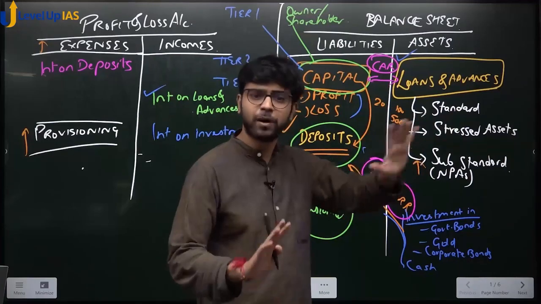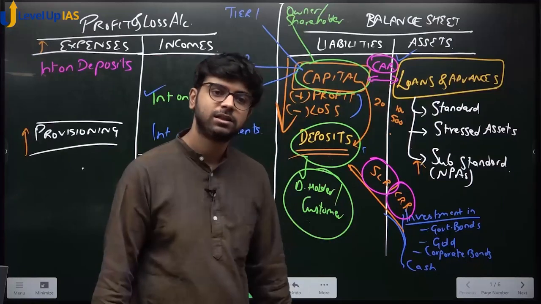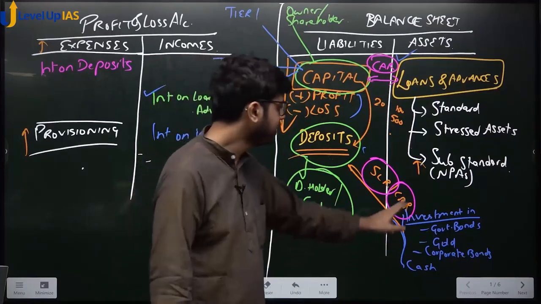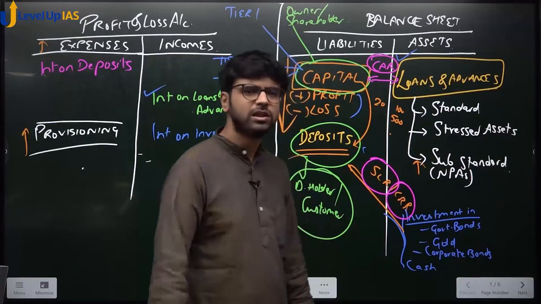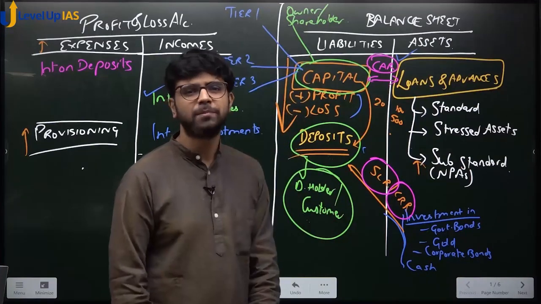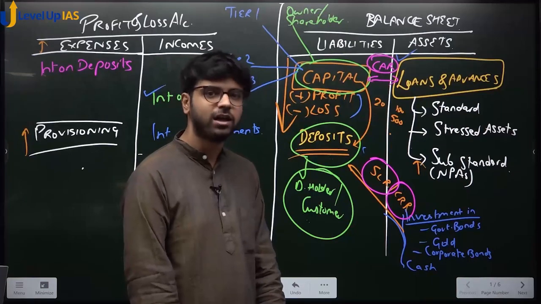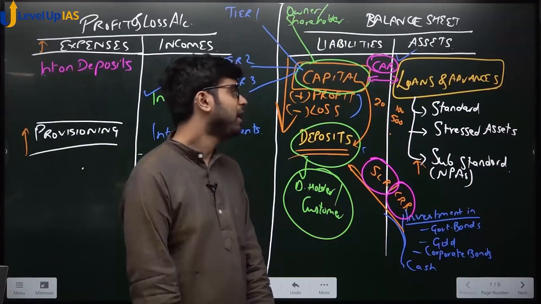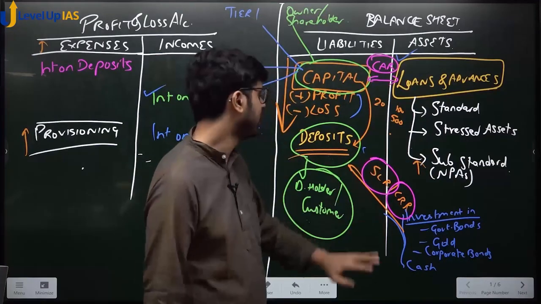Standard assets are very good performing assets. Substandard is NPA more than how many days? 90 days from the due date. They are called non-performing assets. And somewhere in between they are called stressed assets. Normally, after default banks don't worry, but after 1 month they start to worry. 90 days is 3 months, but after 30 days they start to worry, so they classify them as stressed assets. Okay.